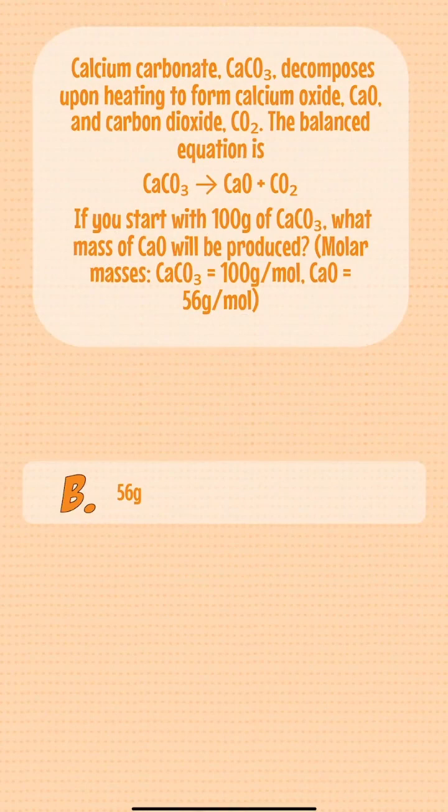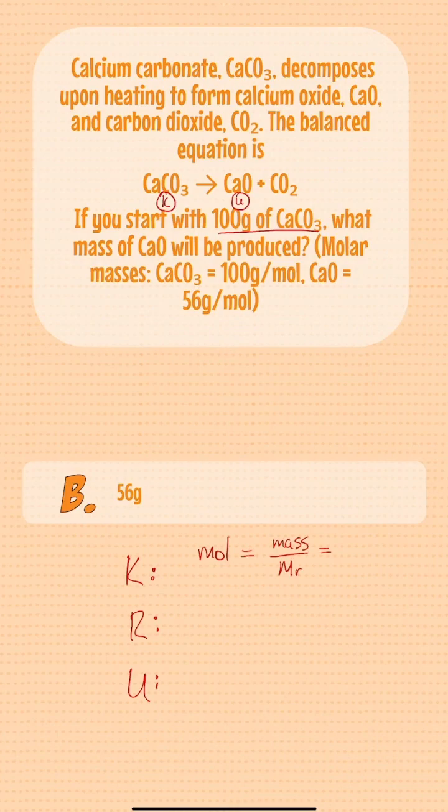So let me start again. KRU. Always follow these 3 steps. First thing to do, identify what's known. CaCO3 is known because they give us CaCO3 is 100 grams. That's what we know. Unknown is what we're trying to find out. That's CaO. Our first step is to find out the moles of the known, using the equation moles is equal to mass over Mr. Mass is given as 100 grams here. So we do 100 divided by the Mr of our known, which is given as 100 as well. So we do 100 divided by 100, which gives us 1 mole.